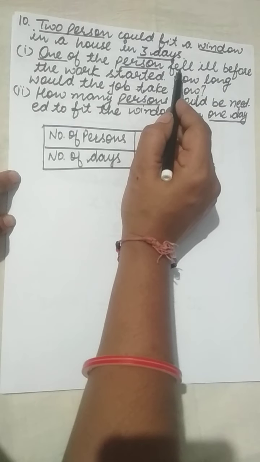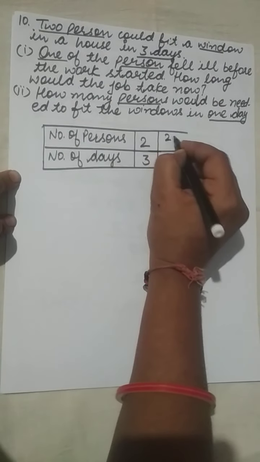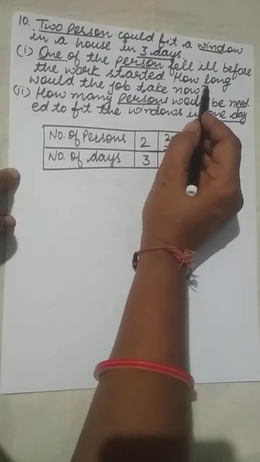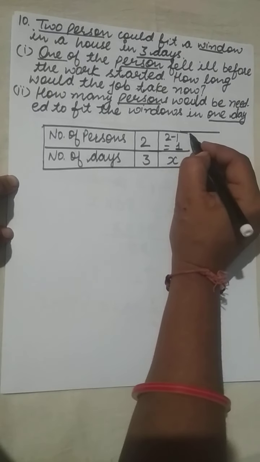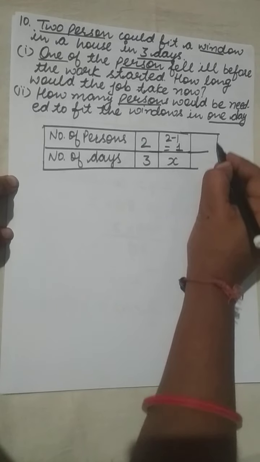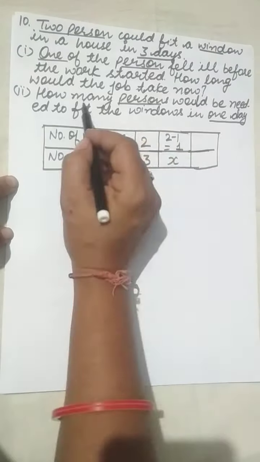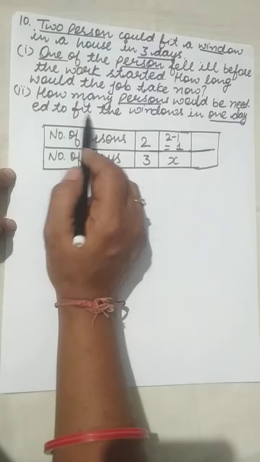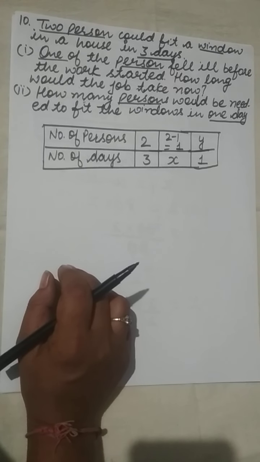Firstly 2 persons are there and they are taking 3 days to complete the job. Now one of the persons fell ill. There were 2 persons, one person fell ill. So now there is only one person to do the job. We have to find out how long the job would take now. I will take it as x. And the second part of this question is, how many persons would be needed to fit the window in 1 day? Now the number of days is 1 and we want to find out how many persons are required. I will take it as x.